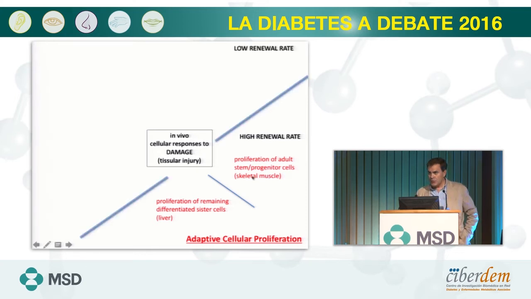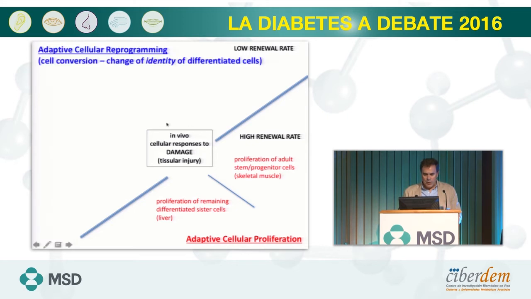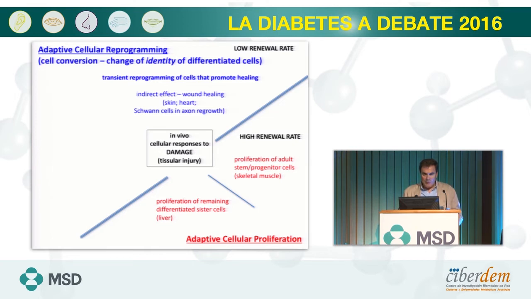But what happens in tissues in which there is a lot of quiescence, lazy cells that do not proliferate? We are starting to understand that what happens is what can be globally called adaptive cellular reprogramming, or cell conversion, or change of identity of differentiated cells. What is more frequent is a transient reprogramming of cells that promotes healing. And this is what happens, for instance, with the Schwann cells that help the regrowth of axons.